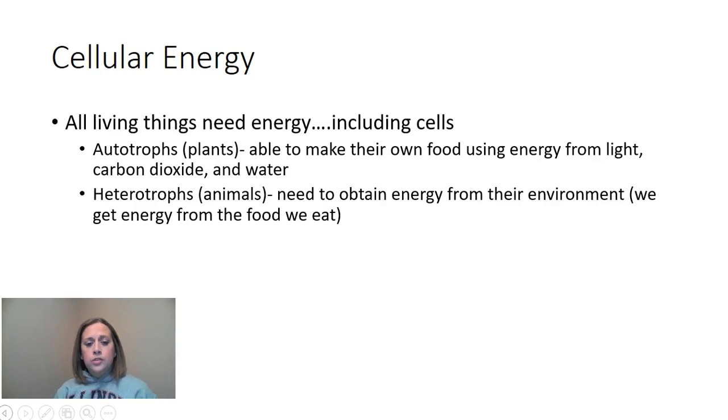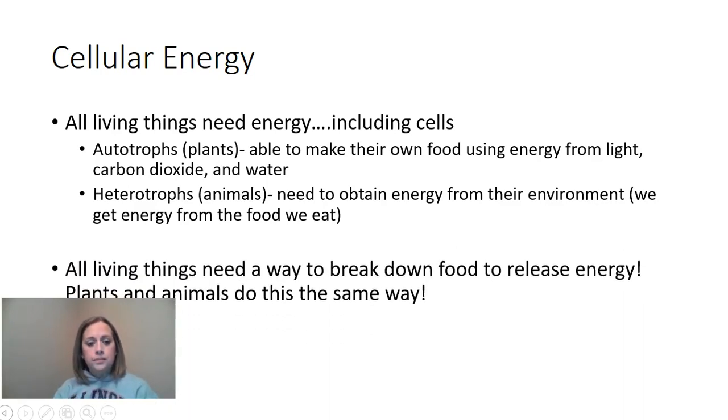Autotrophs are organisms that are able to make their own food. The example we're looking at is plants. Plants are able to make their own food using energy from light, carbon dioxide, and water. Heterotrophs are organisms that need to obtain energy from their environment. Animals like us get energy from the food that we eat. So we have to find food in our environment, we have to eat that food, and then that food has to be broken down in order for the energy to be released.